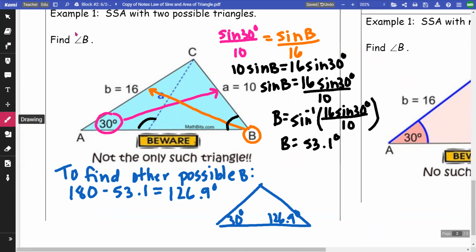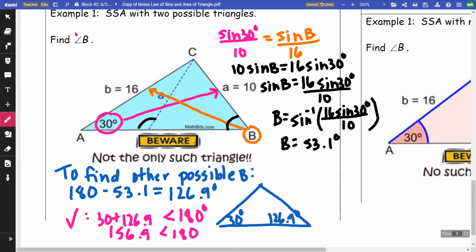So to check, we're going to take 30 plus 126.9. Okay, and we want to make sure that that's less than 180 degrees. And it is, because I got 156.9, and that's going to be less than 180 degrees. So what does that mean? This one was an answer, which we already knew. But this is also another answer for B. So this one would have given us that situation. This one would have given us this situation.